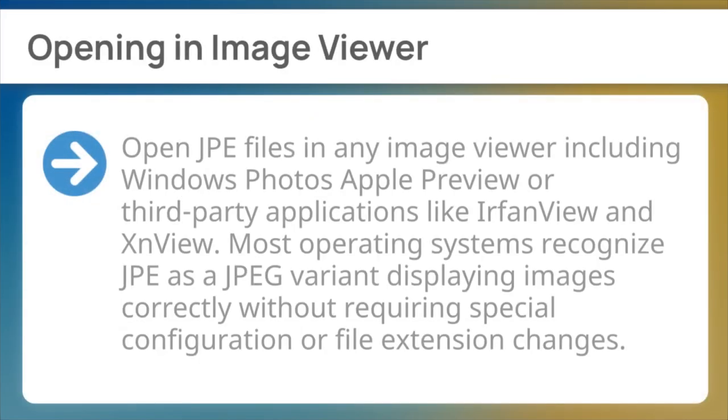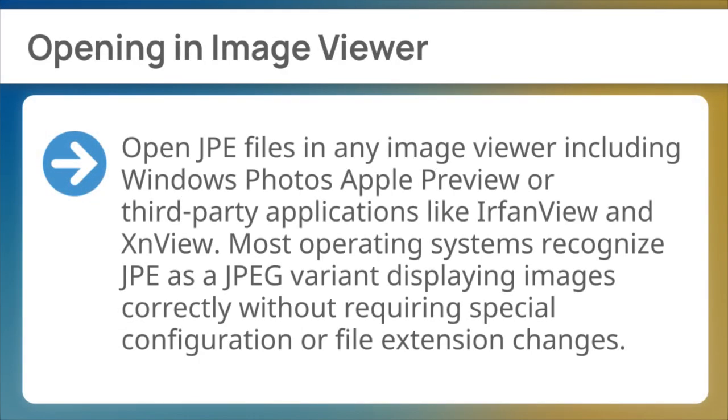First, opening an image viewer. Open JPE files in any image viewer, including Windows Photos, Apple Preview, or third-party applications like XnView. Most operating systems recognize JPE as a JPEG variant displaying images correctly, without requiring special configuration or file extension changes.